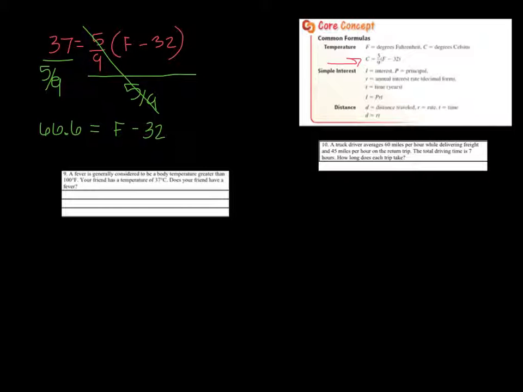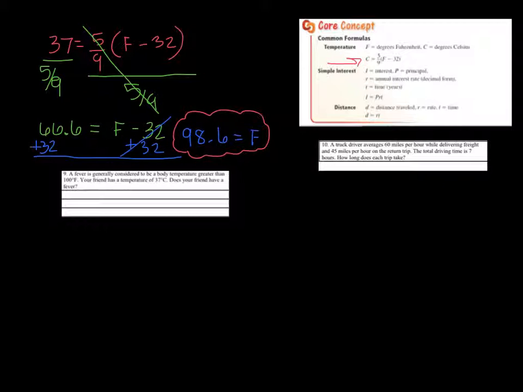Okay, so from here, we now have 66.6 equals F minus 32, because I did 37 divided by 5/9. So the opposite of subtracting 32 would be to add 32 to both sides. So I'm going to add 32 to both sides, which will cancel on this side, and that will give me my temperature in Fahrenheit. So I'm adding 66.6 plus 32 to get 98.6. Okay, so we have a numerical answer here. We know that F is equal to 98.6.